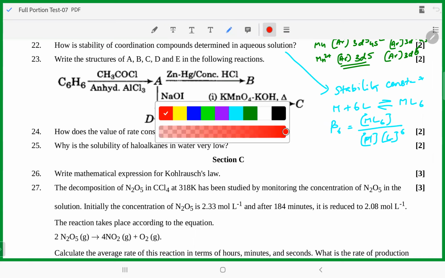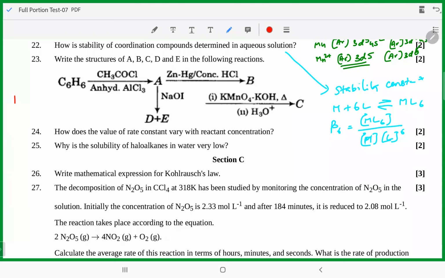So benzene treated with CH3COCl undergoes Friedel-Crafts acylation. It will give acetophenone, COCH3. It's acetophenone, A. When you treat it with zinc amalgam and concentrated HCl, it undergoes Clemmensen reduction. Then the CO will become CH2, giving CH2CH3, ethyl benzene.